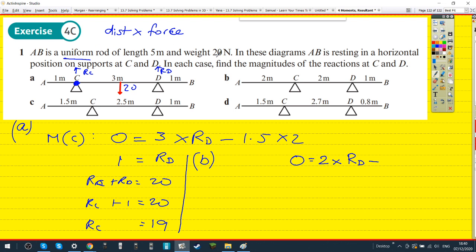The weight is 20 newtons. The total length is 5, and it's a uniform rod. So where will that 20 newtons be? In the middle, so at 2.5. And where will that be in relation to C if we're taking moments about C? Will it be minus 0.5? 0.5, yeah.